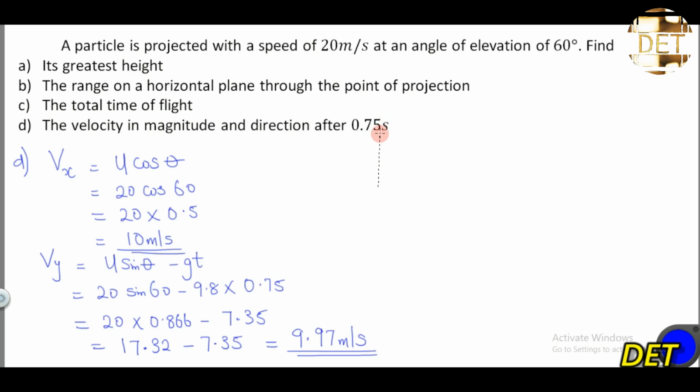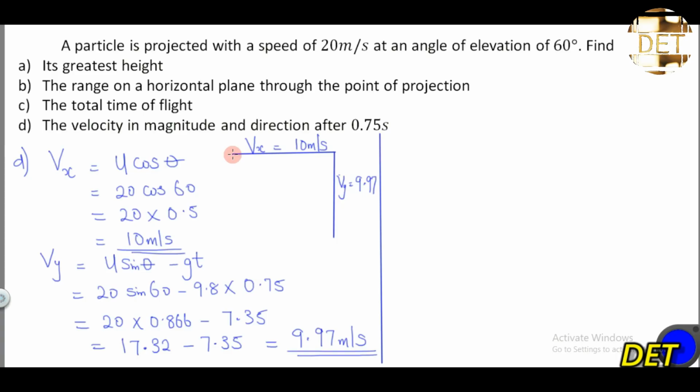So if I represent this better, there is a horizontal velocity and there is a vertical velocity, right? The horizontal velocity, Vx, is 10 meters per second. And the vertical velocity, Vy, is 9.97 meters per second, right?